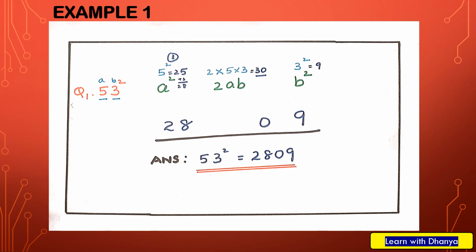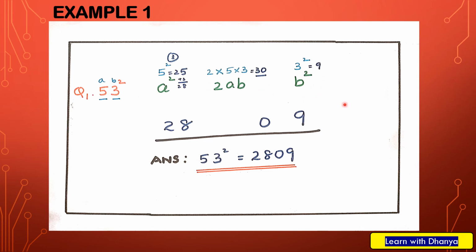Let's get into the first example. Here, the question is to find 53 square. What I'm going to do is consider the given two digits as a and b. So in our case, a is 5 and b is 3. And I'm just going to apply the identity. So here I've written a square, 2ab and b square. So a square is 5 square, that is 25. And 2ab is nothing but 2 into 5 into 3, that is 30. And b square is nothing but 3 square, that is 9.